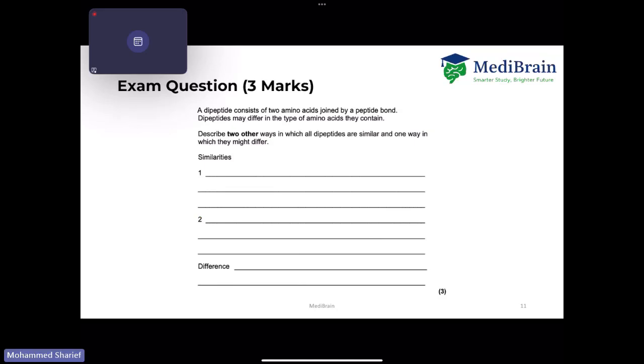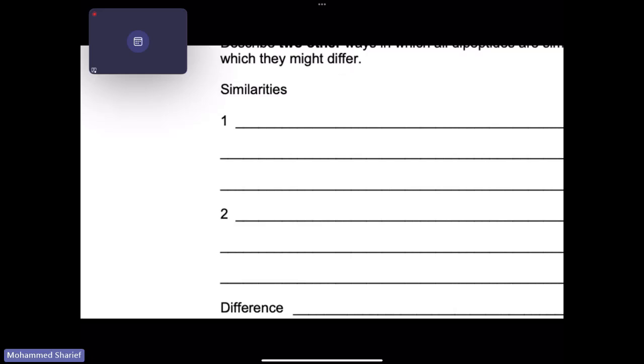What are the similarities between dipeptides? Well, basically, what do we know about amino acids? We know that amino acids all have an amino group. We all know that they have a carboxyl group. We know the structure of them. Well, it has 2 similarities. So what's going to be the similarity between all dipeptides? Well, all of them are going to contain an amino group.